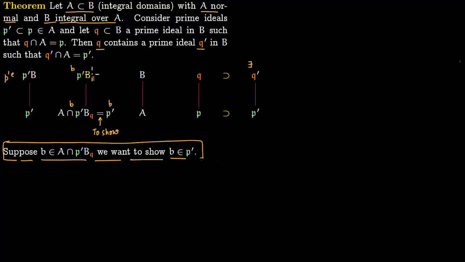The contraction of this back in B we designate as q'. And you know that in localized rings there is a one-to-one correspondence between prime ideals here and the prime ideals here which contain such prime ideals. Therefore the result will hold.